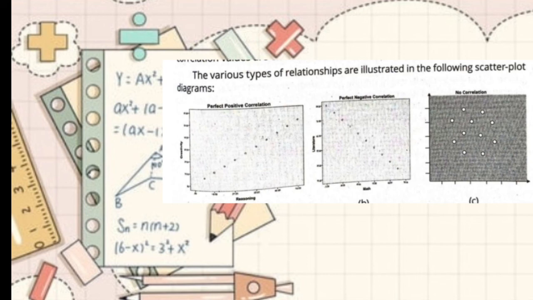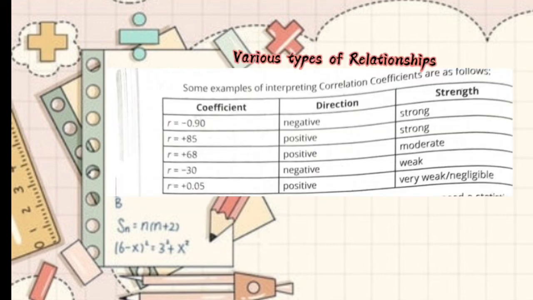A perfect correlation means that 100% of the time, the variables in question move together by the exact same percentage and direction. And negative correlation is a relationship between two variables in which an increase in one variable is associated with a decrease in the other. And next is the no correlation. A zero correlation indicates that there is no relationship between the variables. Some examples of interpreting correlation coefficients follow.